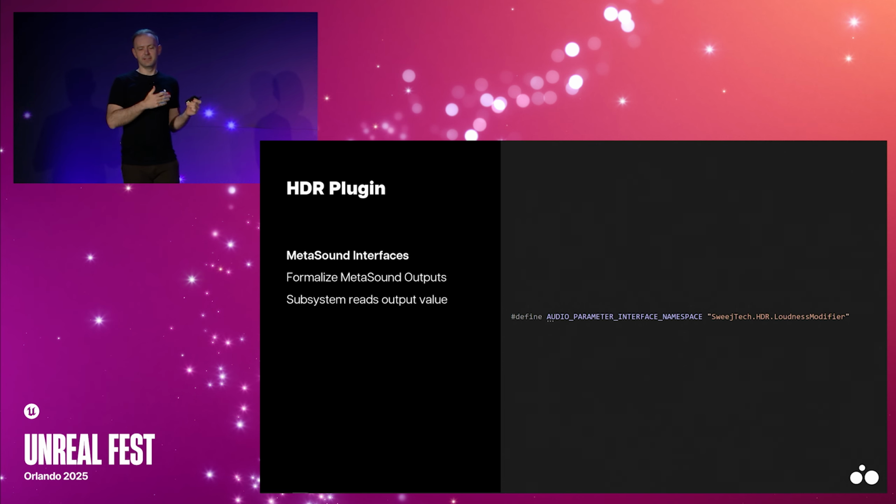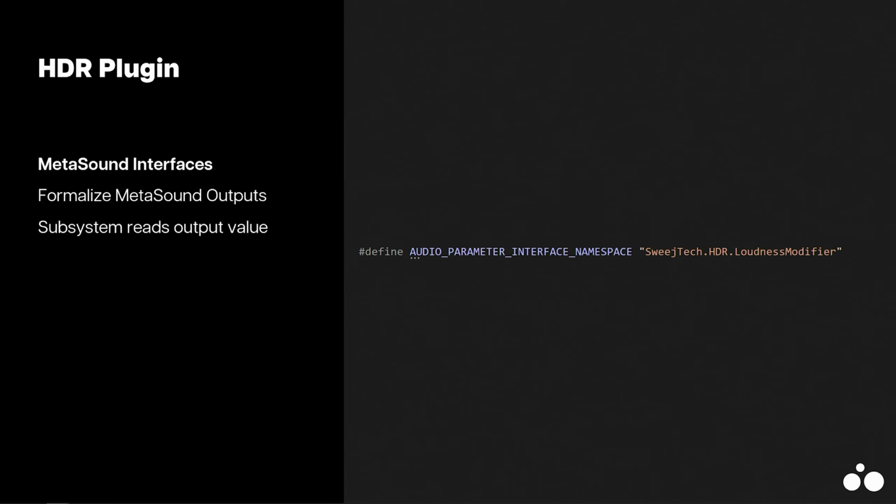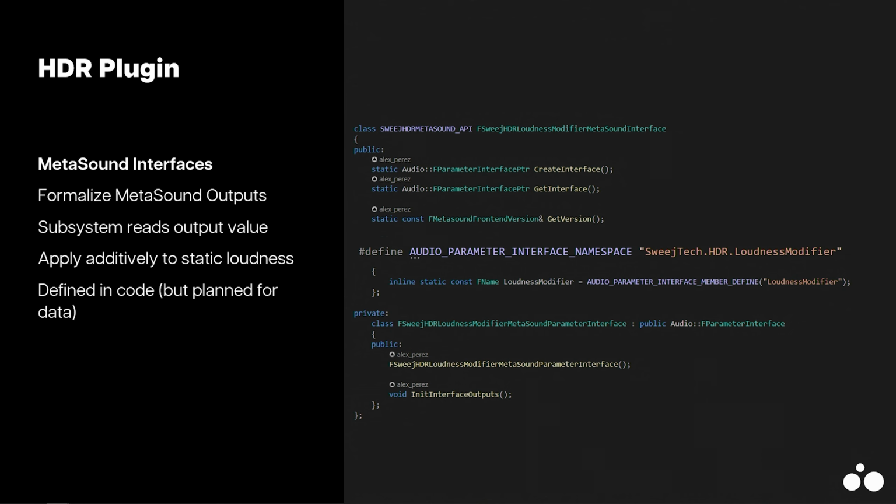And this interface is listened to in the HDR subsystem when calculating individual sounds' loudness values, and the values applied additively to the static loudness for each sound, which then goes on to affect the subsystem loudness calculations. And like I said, right now, MetaSound interfaces are defined in code, but I believe the plan is that you'll be able to define them in project data, which would allow technical sound designers to get in on the action of using these things, which is really cool, so I'm looking forward to that.